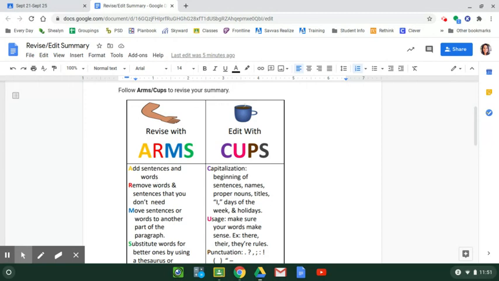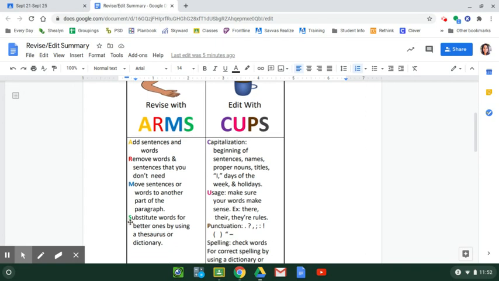So if you need to add more words to your summary, you can do that. You can also remove words and sentences that you don't need. So things that you wrote in your summary, and as you're rereading it, you're like, okay, I don't need that. I don't need all that information. It's too much. You can take those out. You can move sentences or words to another part of the paragraph. So maybe you wrote something at the bottom of your summary and you want it to be at the top. You can move your sentences around so that it sounds better to you.